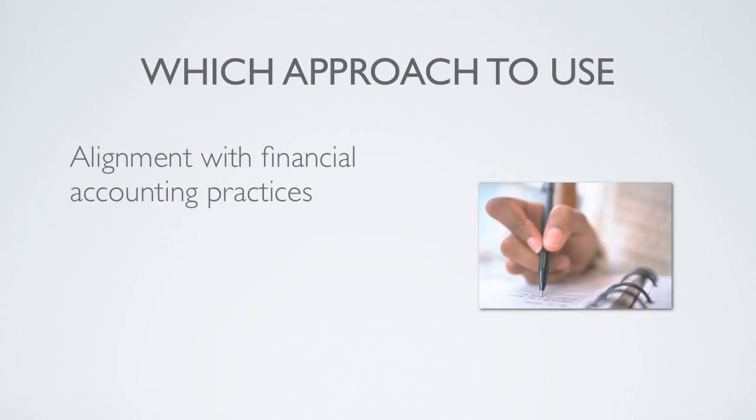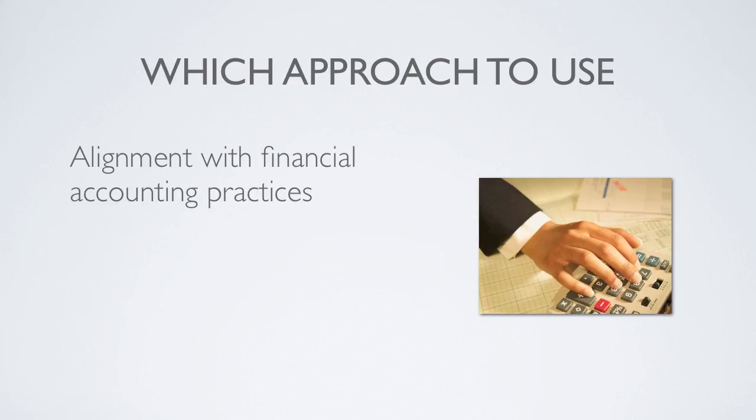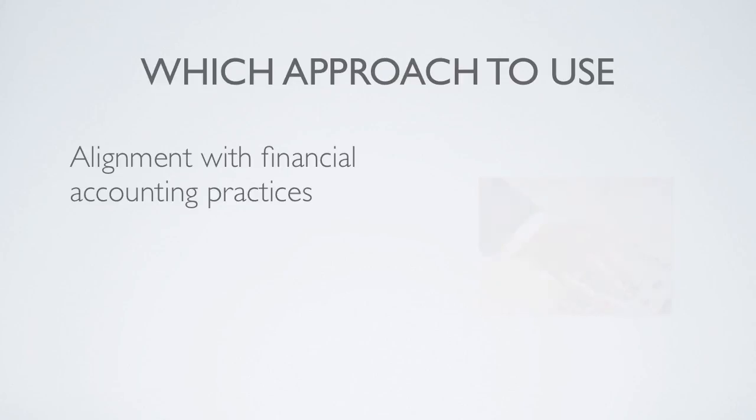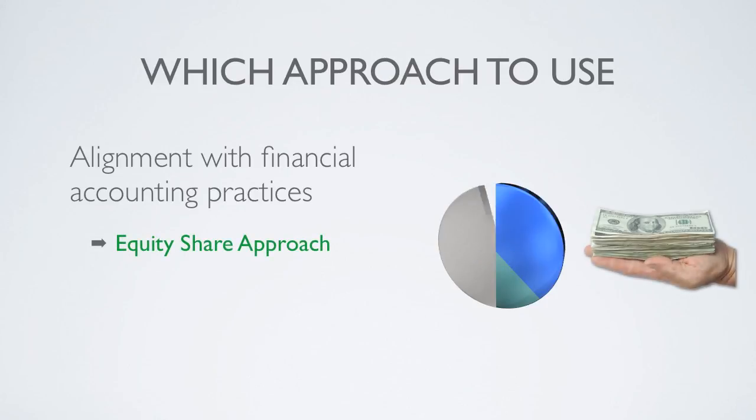Future financial accounting standards may treat greenhouse gas emissions as liabilities and emissions allowances and credits as assets. To assess the assets and liabilities of a company's joint operations, the same rules that are applied in financial accounting should be applied in GHG accounting. The equity share and financial control approaches are the most similar to rules used in financial accounting.